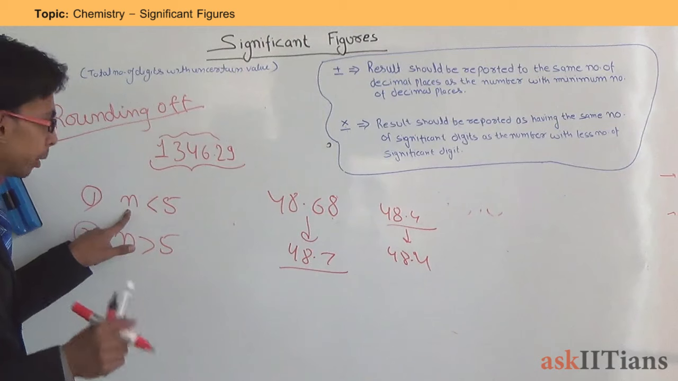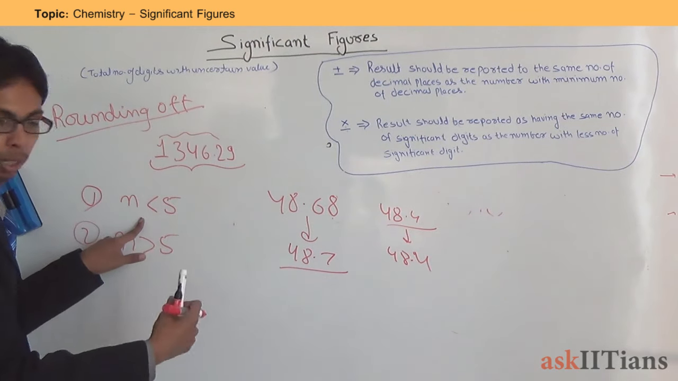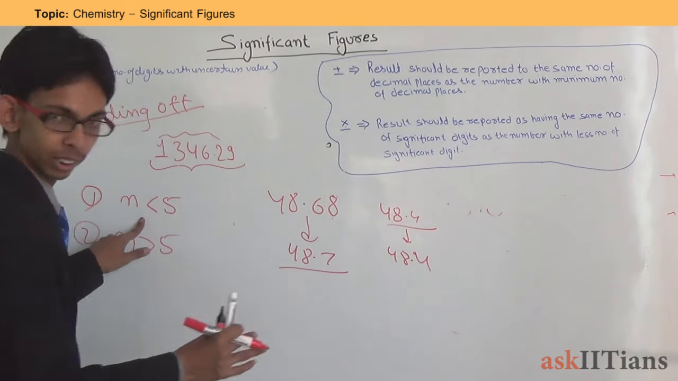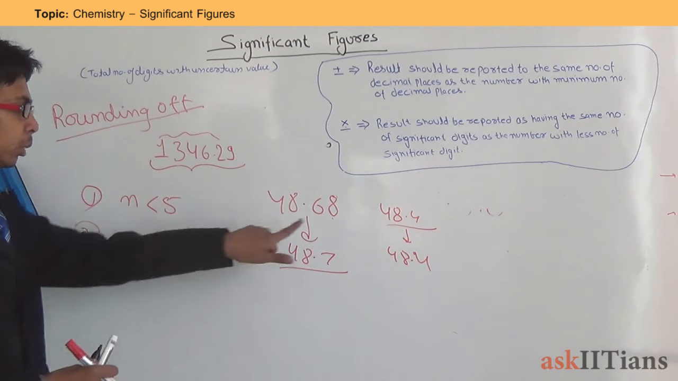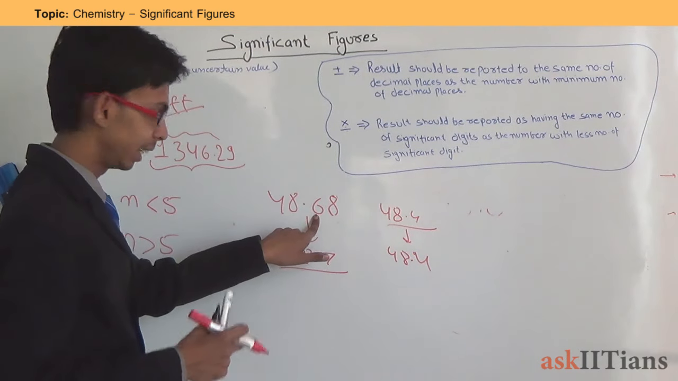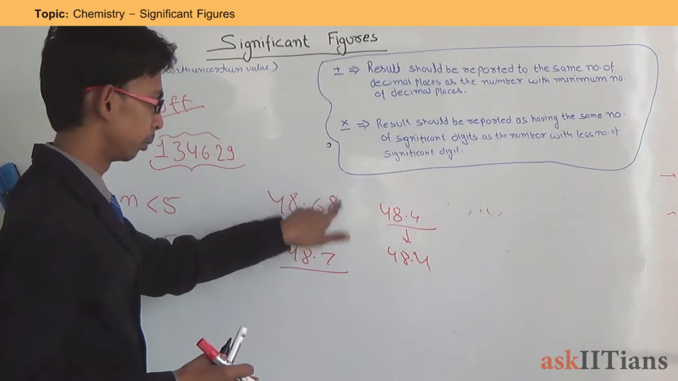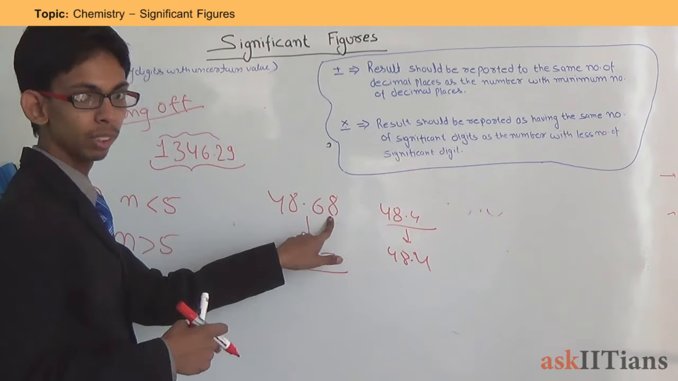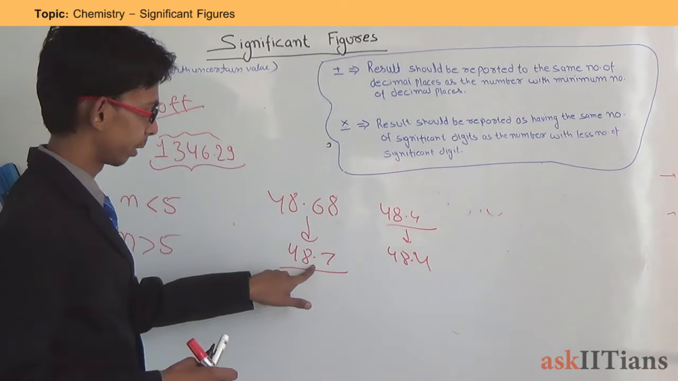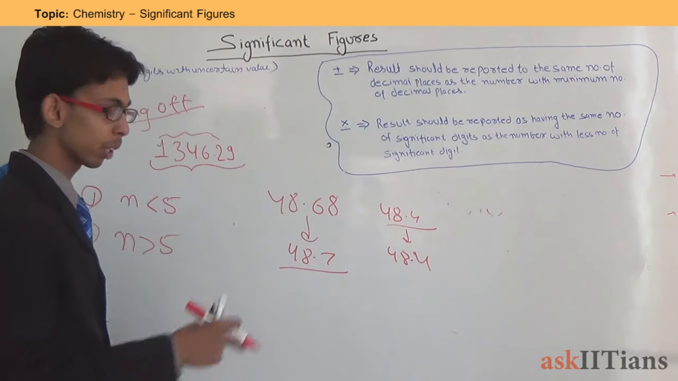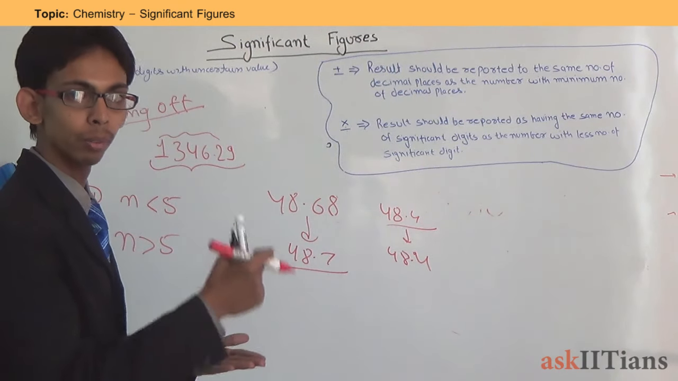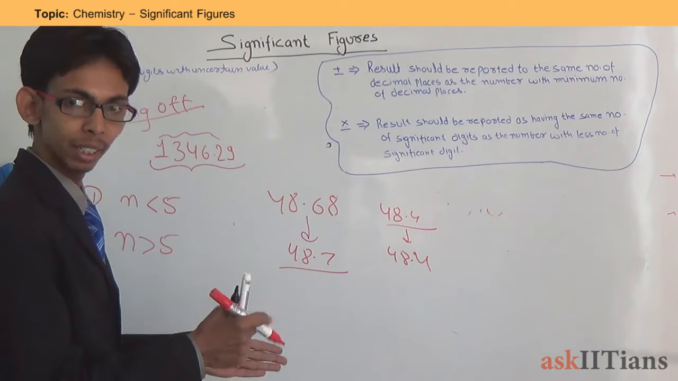That means there are 2 rules. If the last digit which is to be removed is less than 5, we will just ignore it as such and write the number, rounding it off just by ignoring the last one. But if the last number which is to be removed is greater than 5, in that case we will add 1 to the preceding number and remove the last one. That means 8 is greater than 5, so we will add 1 to the 6 and we will report it in the form of 48.7 and just ignore the last one. For removing the number which is greater than 5, we need to add 1 to the preceding number.